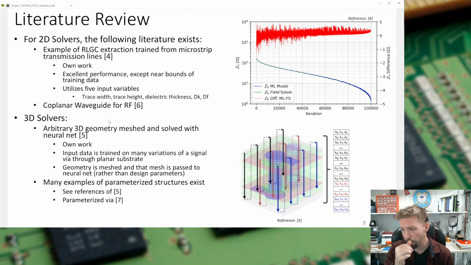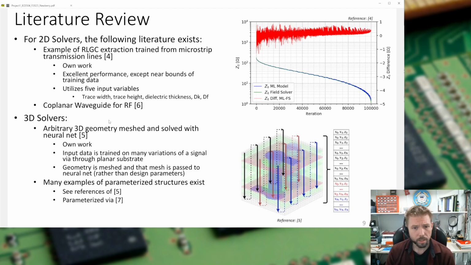Now, one caveat with that work is that as you got towards the bounds of the training data, upper bound and lower bound of the input feature sizes, you really saw performance drop off. And in that case, the situation was using 5 input variables. We were doing trace width, trace height, dielectric thickness, as well as DK and DF. There's another example of some work, reference 6 there, using a coplanar waveguide for RF as well for 2D.